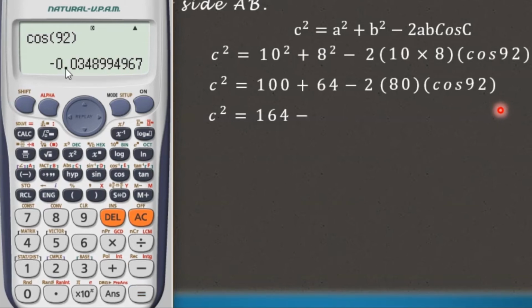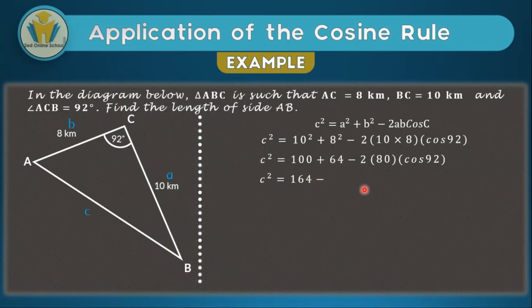Cos 92 is equal to this value here. Make sure your calculator has a small d appearing there, which means degrees. If there's an error, just reset your calculator. You might get different answers. So we have that value. I hope you wrote it somewhere.